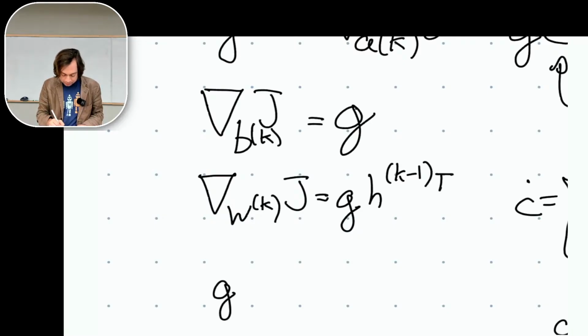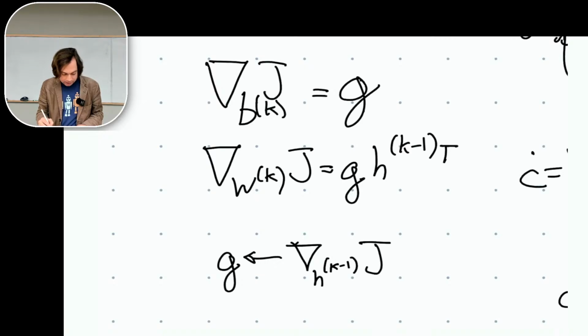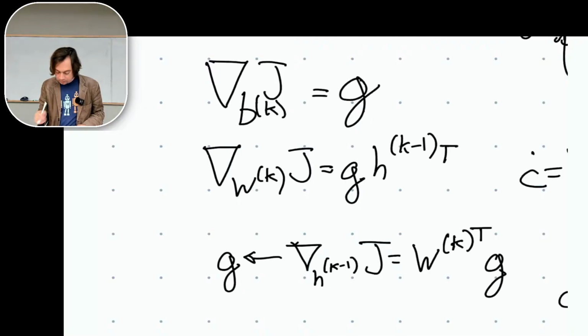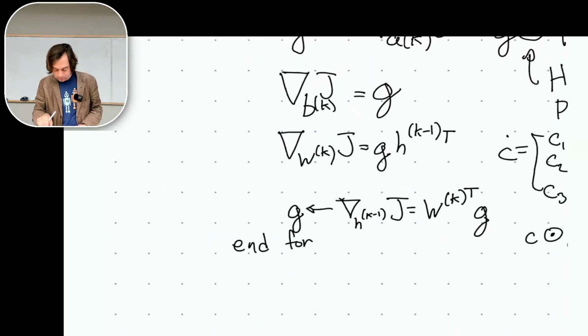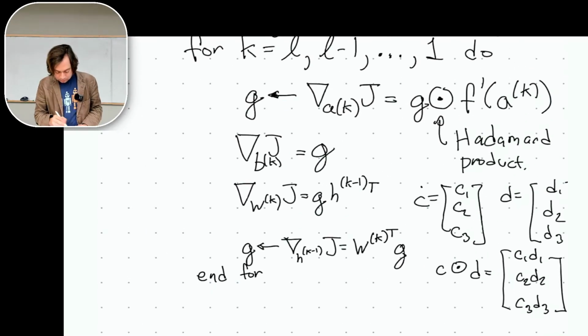And then we assign the gradient again. We update it as being the gradient with respect to H of the k minus 1th layer, which is equal to W k transpose times G. Then we end the for loop. At the end of this, G will have the gradient.